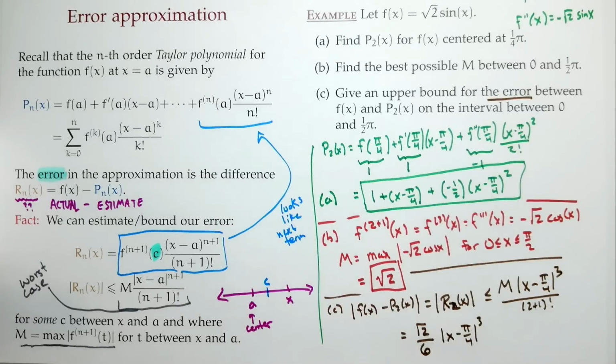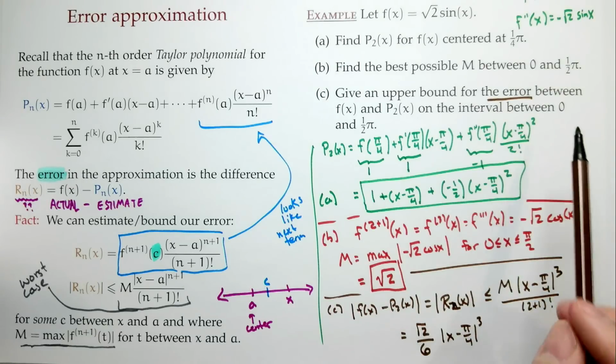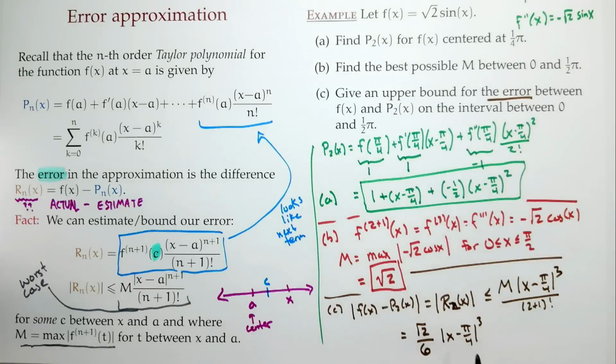Now, one thing we can say is this helps us for any particular value of x. Now, what if we just said worst case scenario? So between 0 and pi over 2, how big can x minus pi over 4 get? Well, the answer is the largest it could get is if I was at either 0 or at pi over 2. In both cases, I've moved out a distance of pi over 4. So this is certainly less than or equal to that constant root 2 over 6 times pi over 4 cubed.